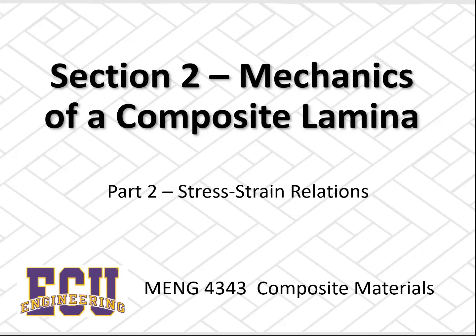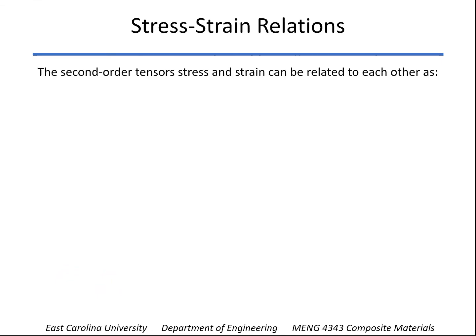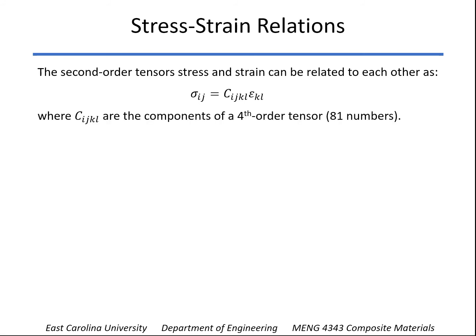As we continue to discuss the mechanics of a single composite layer, in this video we're going to try to relate the stress and the strain within that layer. So we said in the first section of the notes here that both stress and strain are second order tensors, and just by using that and saying that any stress can be related to any strain by some quantity, we can write this expression. And so that value C in the middle would be a fourth order tensor.